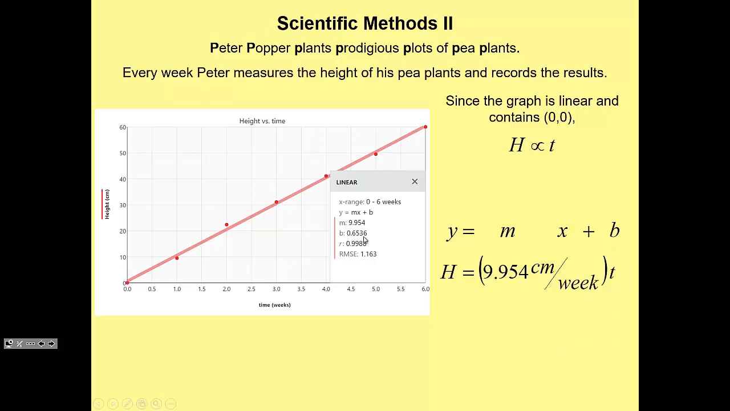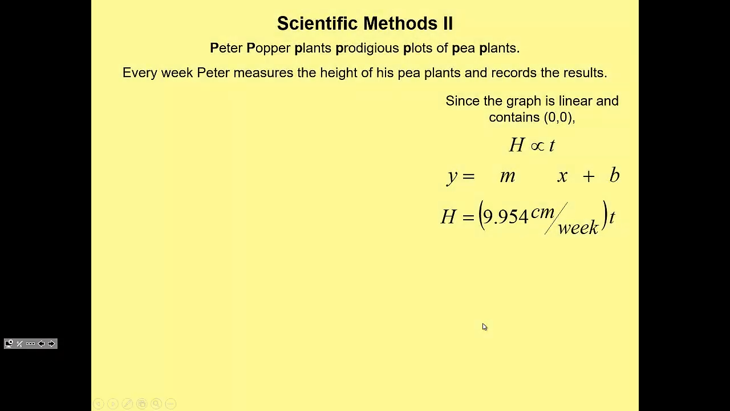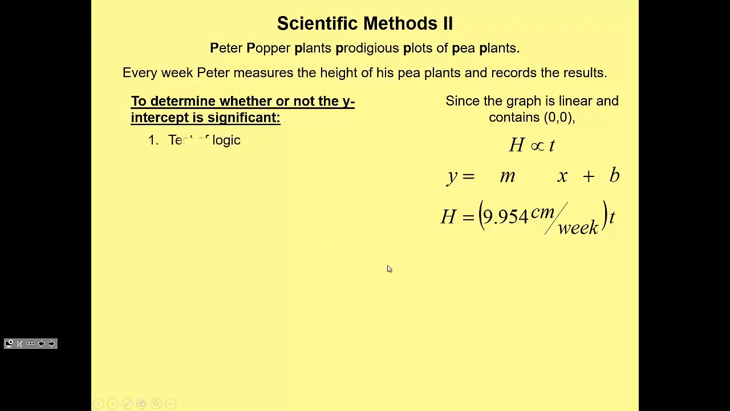Well, we could just throw this little number in here with the units of the y-axis, because it's a y-intercept, where it hits the y-axis. But we need to talk about this a little bit. Should it really be this number? What would that mean in this case? So we need some rules here to talk about the y-intercept and to decide whether or not it's significant. That means whether or not we're going to keep it. There's really two rules we're going to use here. The first one is the test of logic.